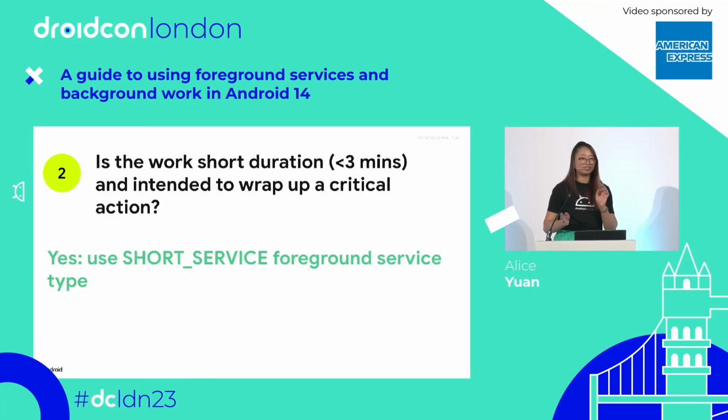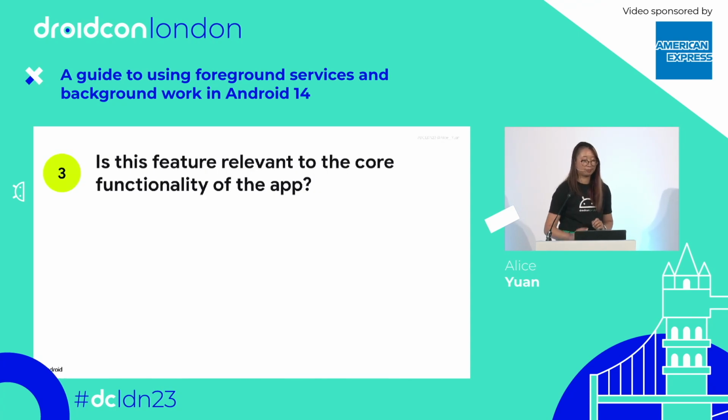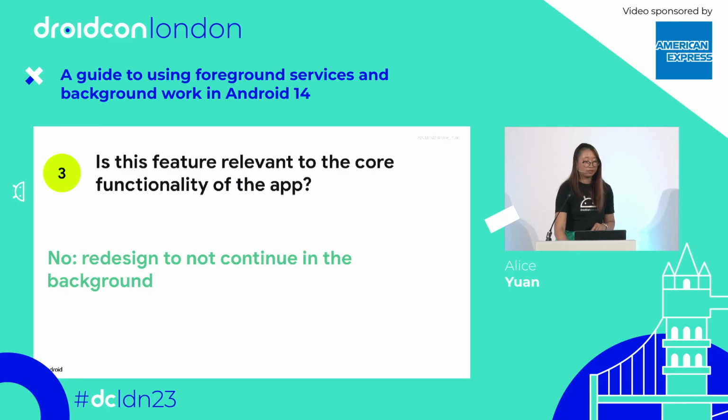I also want to mention that there's been some confusion around expedited workers versus short service. In some situations, it's really not feasible for work to be deferred, so we recommend using short service instead of expedited workers in these scenarios, such as payments. The third question is, is this feature relevant to the core functionality of the app? If it isn't relevant to the core functionality of the app, perhaps you really don't need this to work in the background, so perhaps you can just design it to not work in the background.